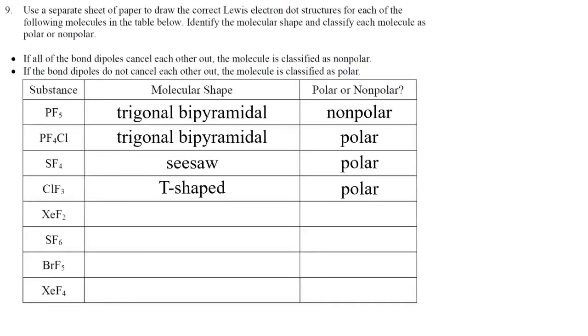Our next example is xenon difluoride, XeF2. It's going to have 2 bonding domains and 3 lone pairs of electrons on the central atom.